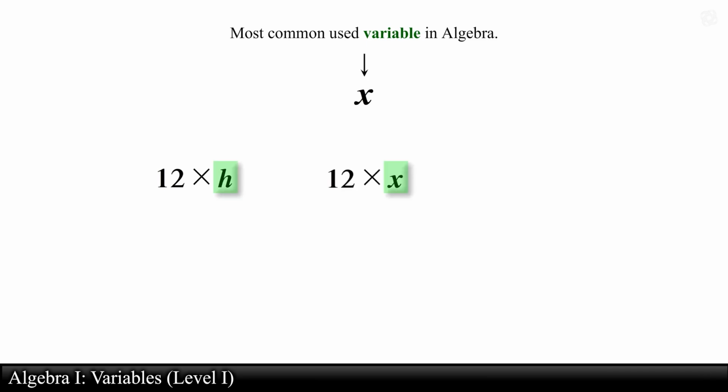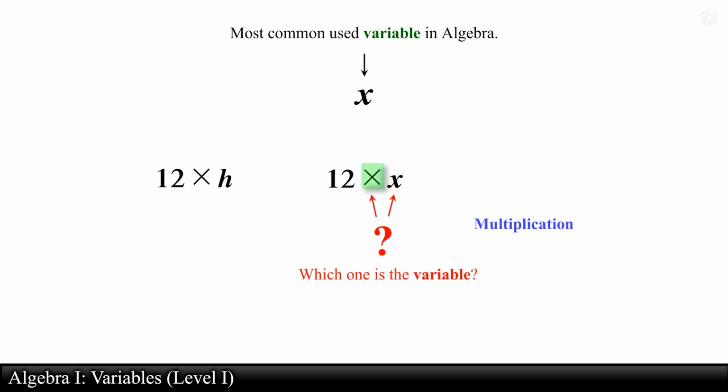In algebra, the most common and overused variable is the letter x. Let's go back to our variable expression, 12 times h. If we decide to use x instead of h in our variable expression, it will look like this. This does not look right. Which one is the variable, the first x or the second x? Because of this reason, the symbol for multiplication needs to be changed. Now that you're in algebra, the appropriate way to indicate multiplication for numerical expressions is as follows. We use a raised dot that is slightly bigger than a decimal point.